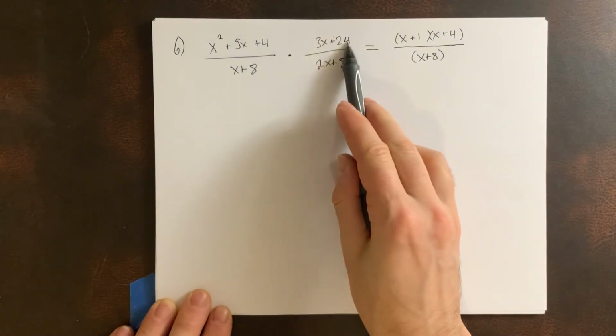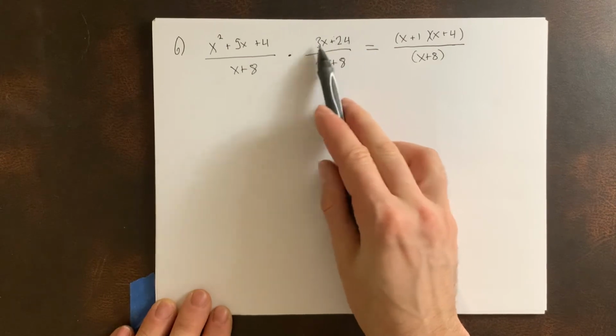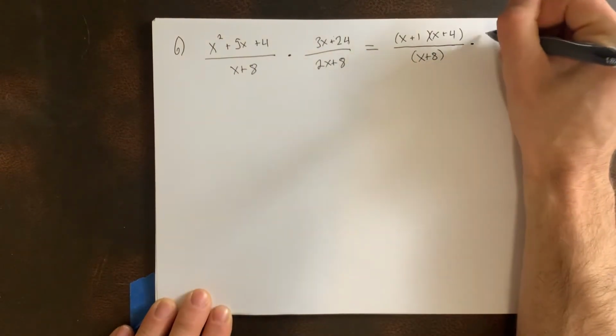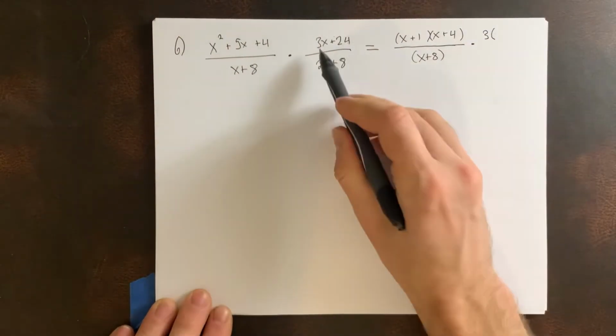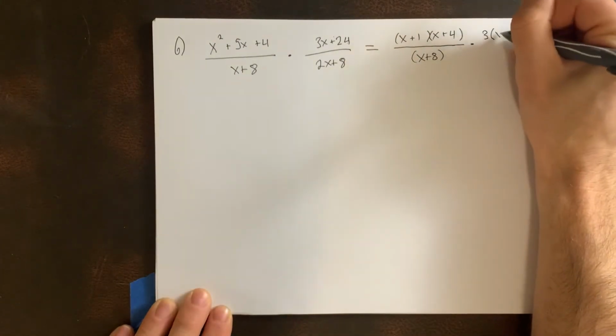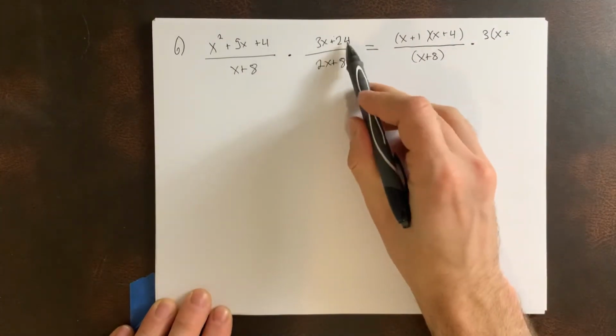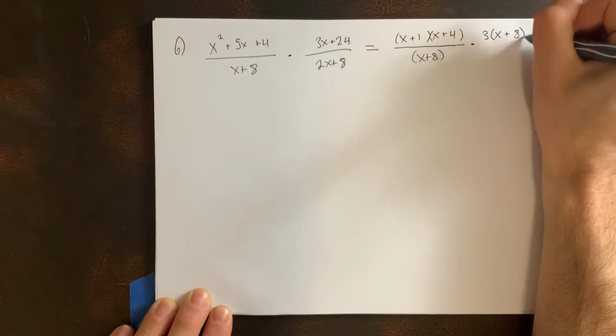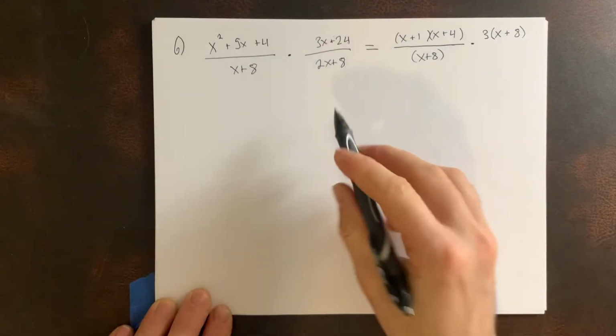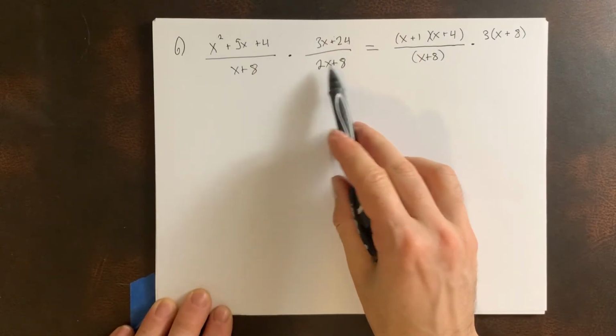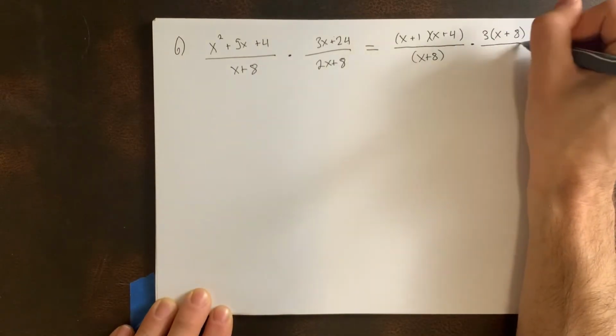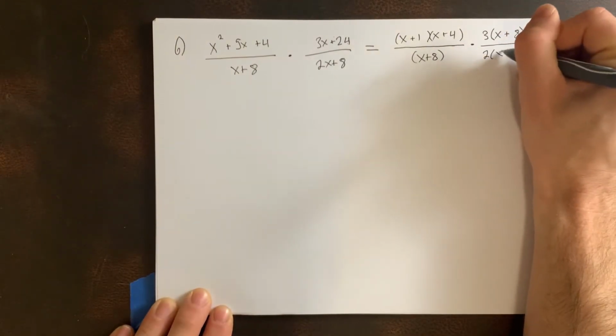This 3x plus 24 can be factored. We could take a 3 out from both of these pieces. If we take a 3 out from this, we're just left with an x. And if we take a 3 out from the 24, we're just left with an 8. And on the bottom again, we can also factor. So we could take a 2 out from both of these pieces. Then we're left with x plus 4.